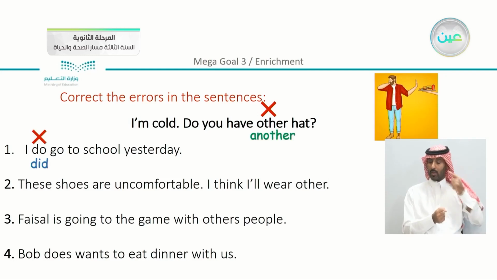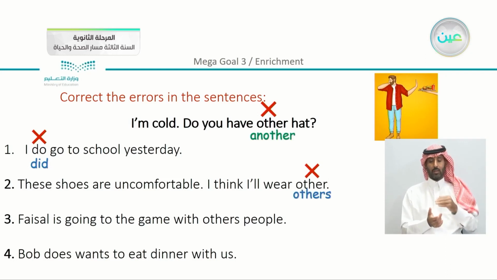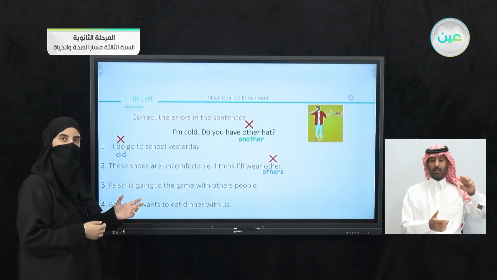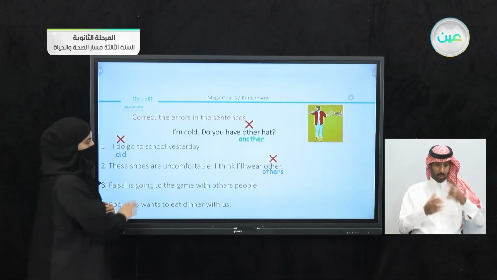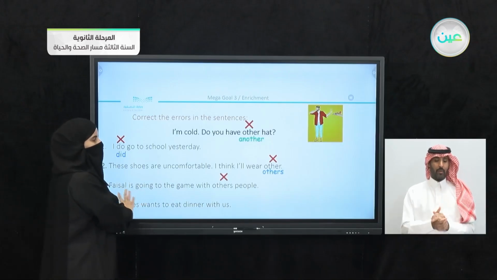These shoes are uncomfortable. I think I'll wear other. So here, what is wrong with the sentence? We can see that other is incorrect. We can use others because we're talking about shoes. Faisal is going to the game with others people. Now people here, can we use others with it? We can see that this one is incorrect and we have here other.